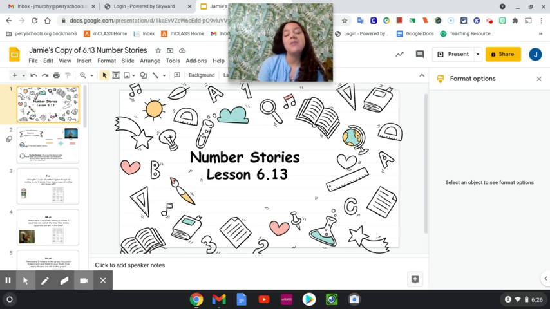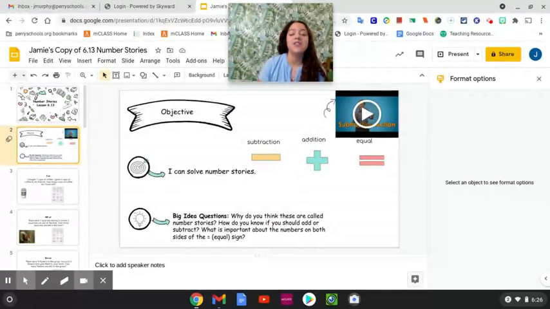Today we are going to be practicing number stories again, but with subtraction. So let's read our objectives. Say, I can solve number stories. Good. Today we're practicing subtraction. Can you say subtraction? Subtraction is when we take away. Can you say take away?